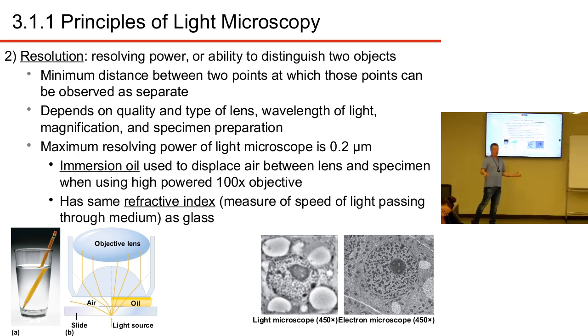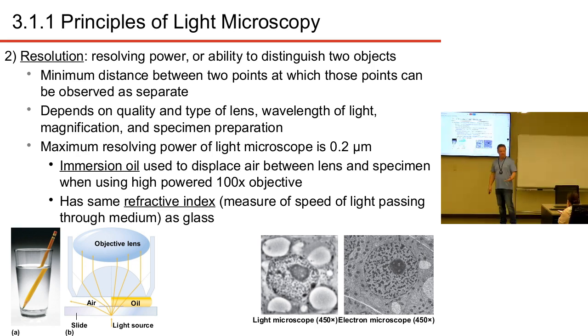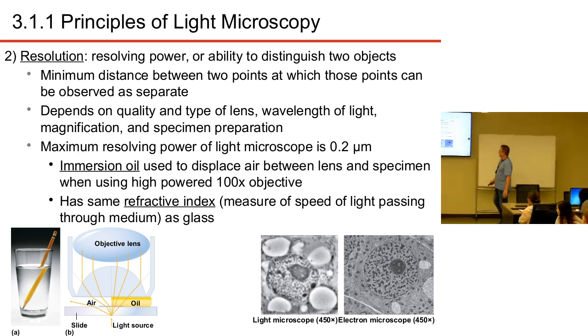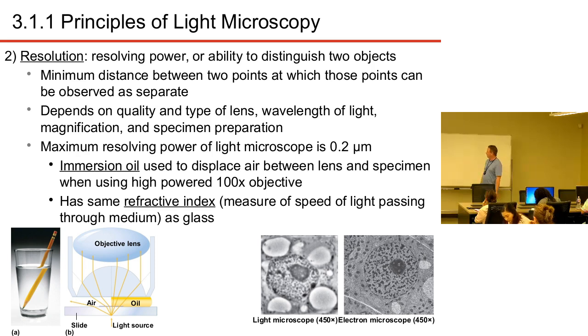So you can have terrible resolution on a microscope, and if that's the case, then it doesn't matter how high the magnification is. If the resolution is not good, you're not going to get a good picture. It depends on the quality and type of the lens. Maximum resolving power is about 0.2 micrometers.